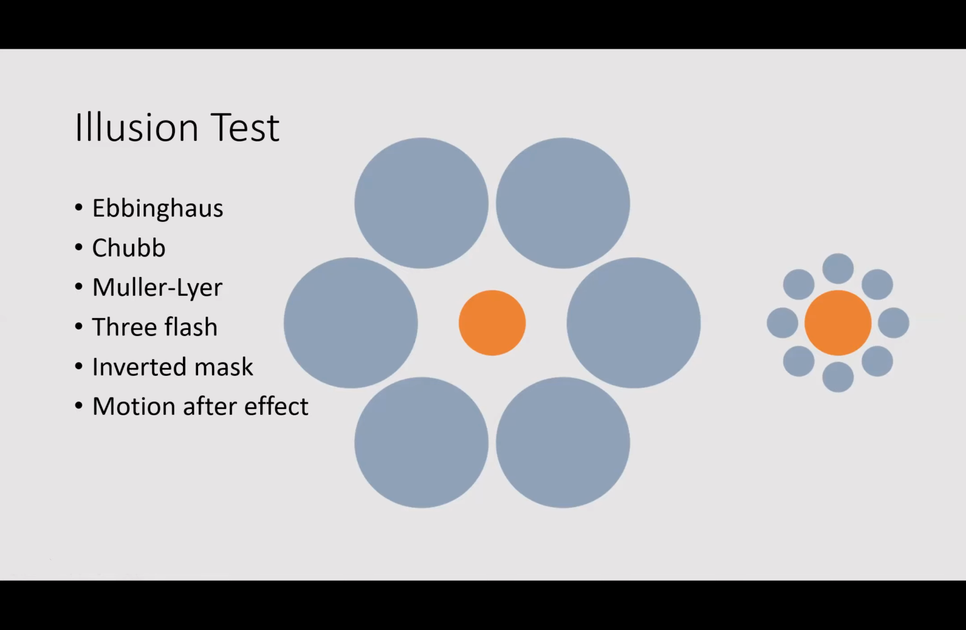For example, the Muller-Lyer illusion: there's a difference if you live in a rural area versus a city area. People that live in the city areas have really strong responses to this illusion, and those who live in the rural areas don't. And this might be because there are fewer buildings.